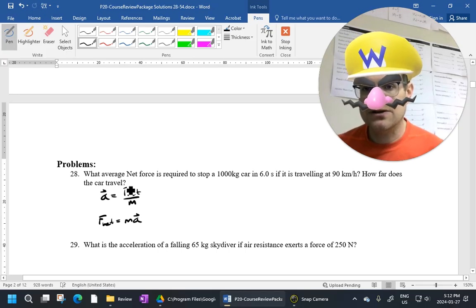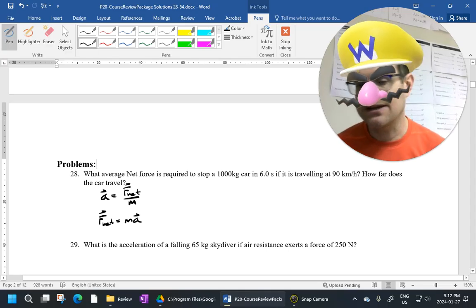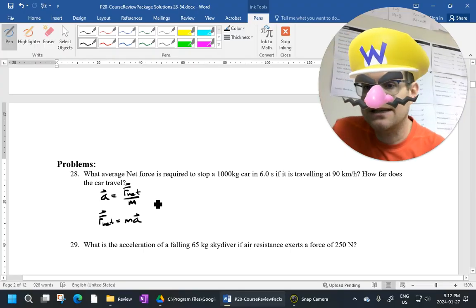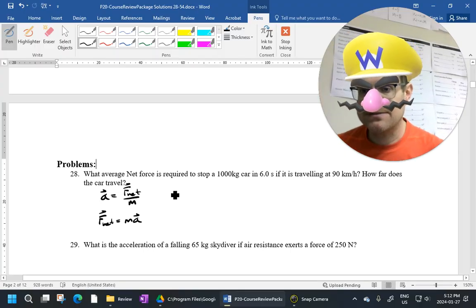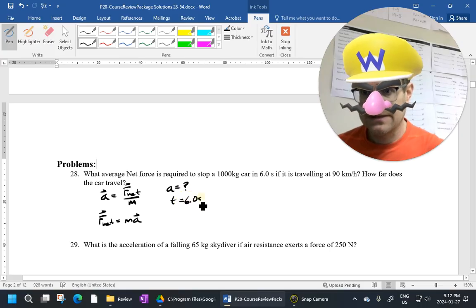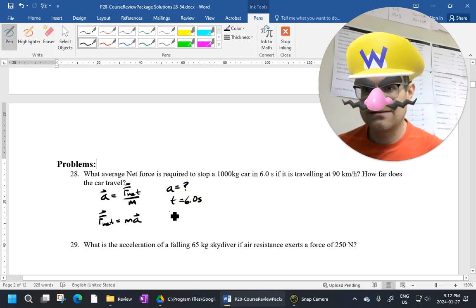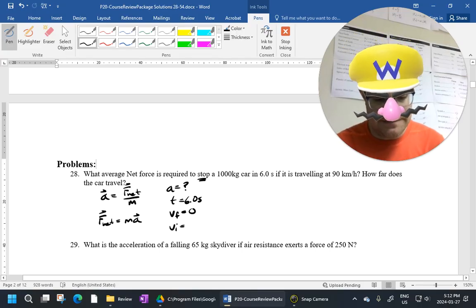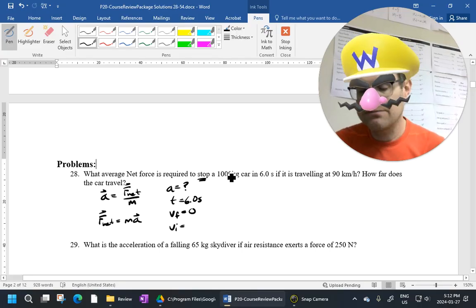Now this is one of those typical questions where you're thinking, where's my acceleration? Well, it's a two-parter. You're going to have to find your acceleration, then use that in the dynamics section. So we have to go back to the previous chapters and do a little bit of kinematics, because I don't know my acceleration, so let's put a little question mark there. I do know my time. I do know the VF, because it has to stop, so VF is 0. And I know my VI is 90 kilometers per hour. I'm going to change it right away to 25 meters per second.